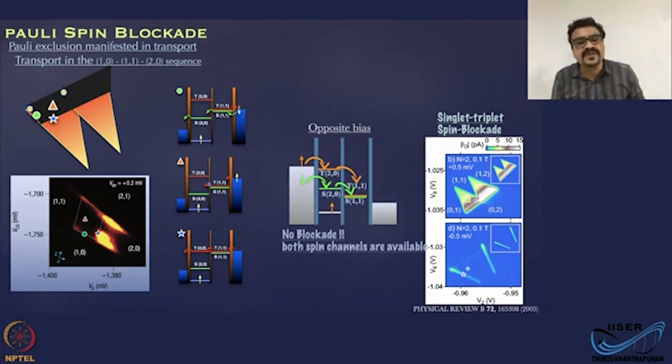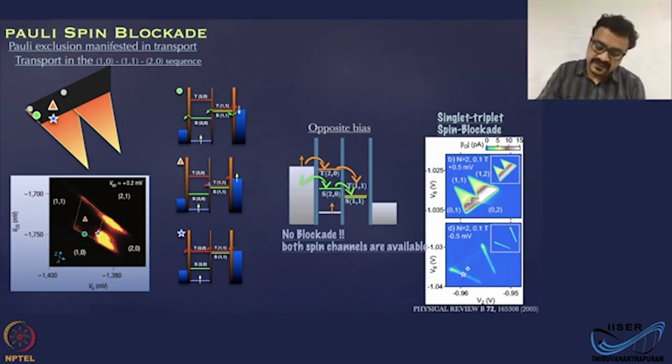Now, of course, this region corresponds to having a different gate voltage configuration, where this T11 and S11 state is in resonance with the T20 state, where the current is going to flow. And in the opposite bias case, both these channels are available, and you get no block. You have no blockade, and you get current through the system all the time.